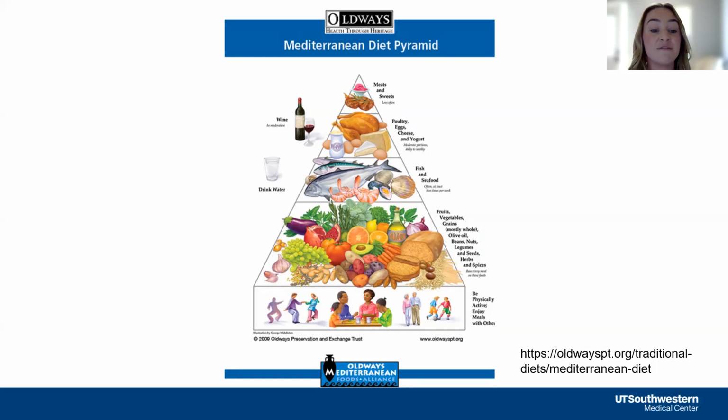And then next we have, of course, our fruits, vegetables, whole grains, beans, lentils, nuts and seeds, herbs and spices, and of course our olive oils, our plant-based oils. And then up at the top, we have fish and seafood, followed by poultry, eggs, cheese, yogurt, some of those dairy products. And then at the very, very top, we have red meats and sweets, things like cookies, brownies, ice creams, those types of things.